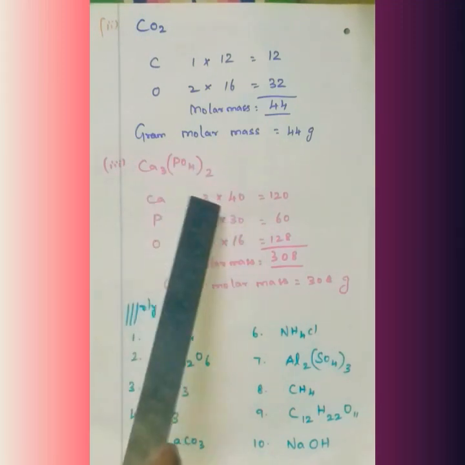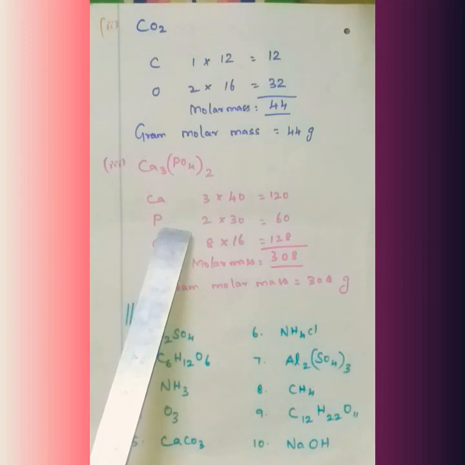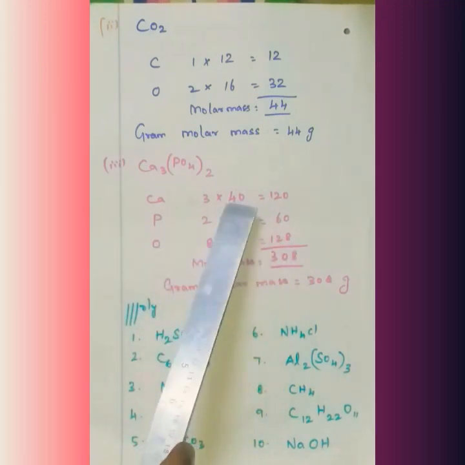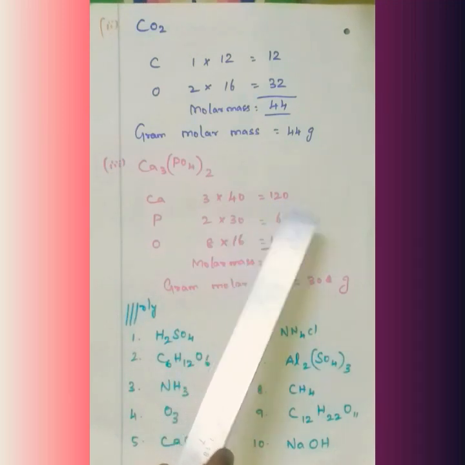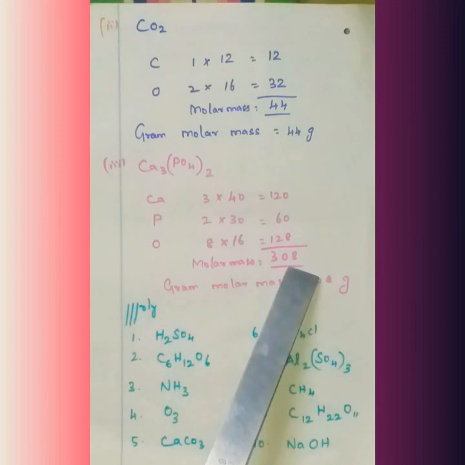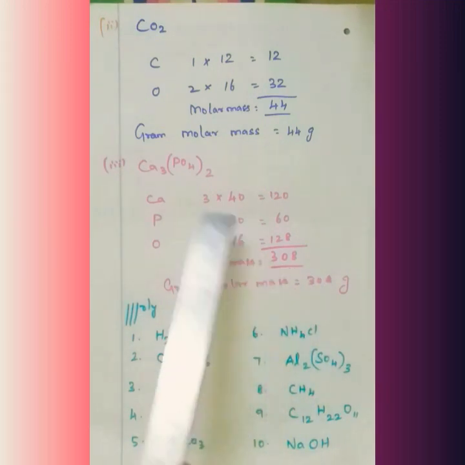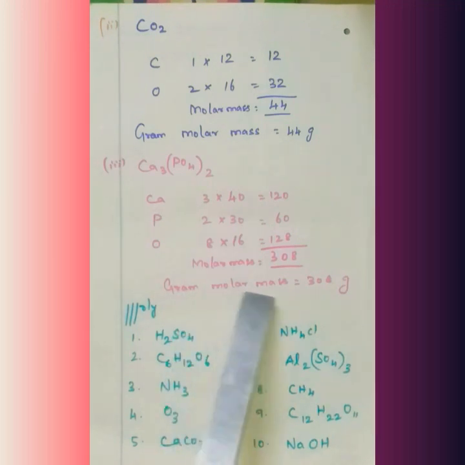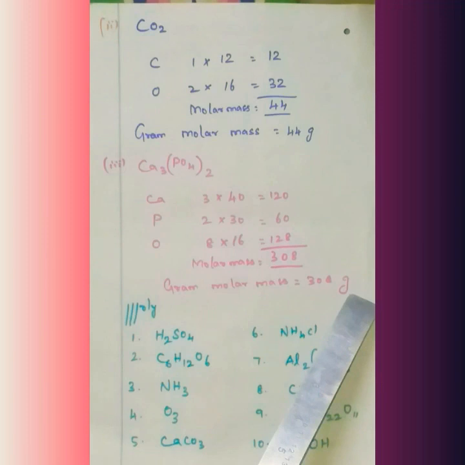Calcium atomic mass is 40, phosphorus atomic mass is 30, oxygen atomic mass is 16. We multiply all and get 120, 60, 128. Then we add these and get 308. Therefore the molar mass of calcium phosphate is 308. For gram molar mass, we add G for gram, so it is 308 gram.